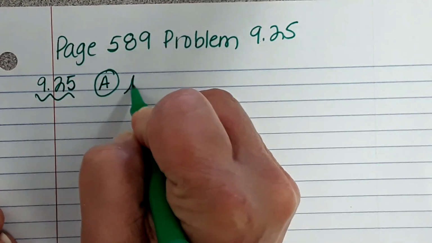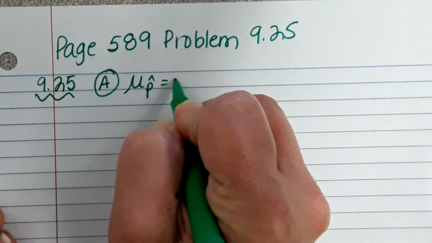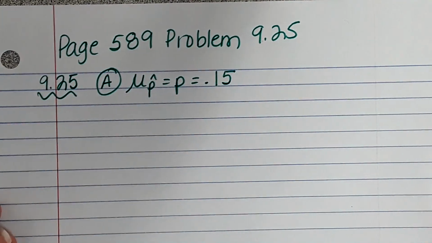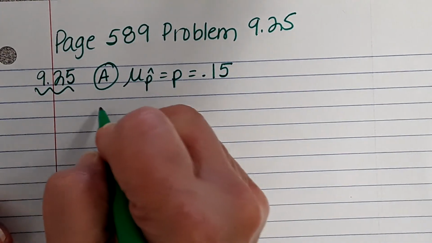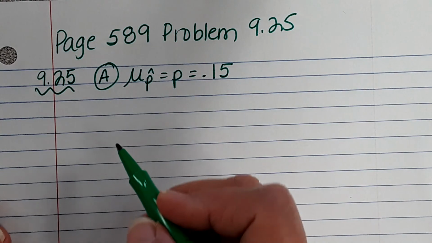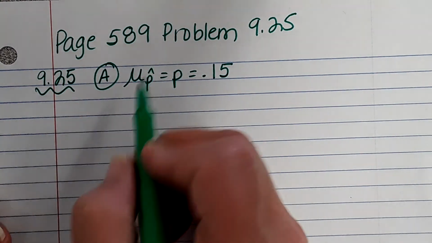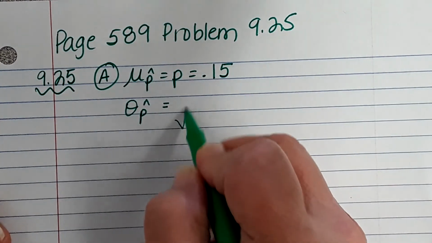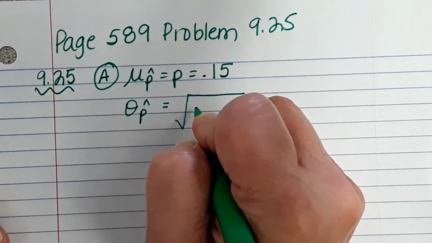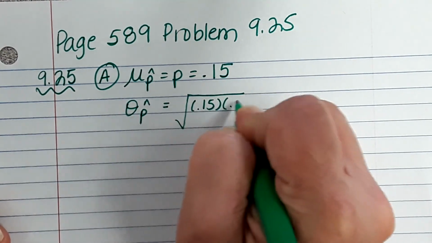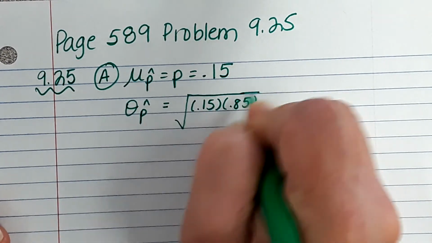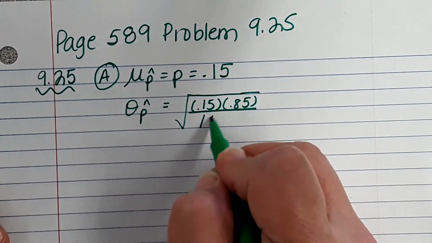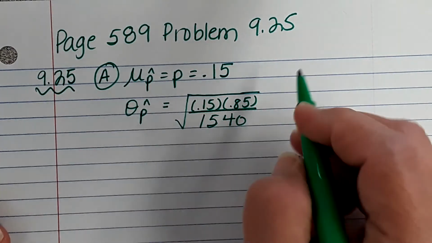So when you go to write it, mu of p hat equals p, which equals 0.15. So that's your mean. How do you write your standard deviation? Sigma of p hat equals what? Over what's the sample size? 1,540. And that equals what?